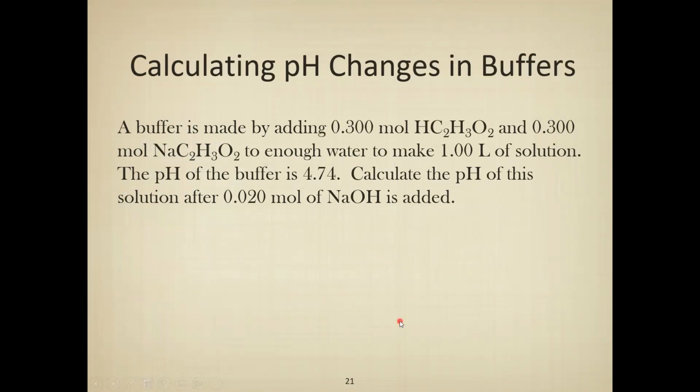So if we wanted to see the actual calculation here, a buffer is made by adding 0.3 moles of acetic acid and 0.3 moles of sodium acetate to enough water to make 1 liter of solution. The pH of this buffer, after mixing those together, is going to be 4.74. We want to calculate the pH of the solution after 0.02 moles of sodium hydroxide has been added.